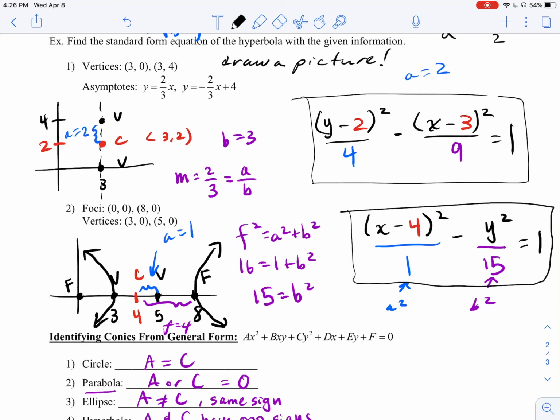Okay, so anytime you have these problems where you're given information but don't have the equation, draw a picture and you can get a lot just by looking at how everything is situated.